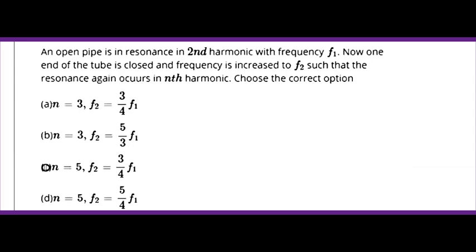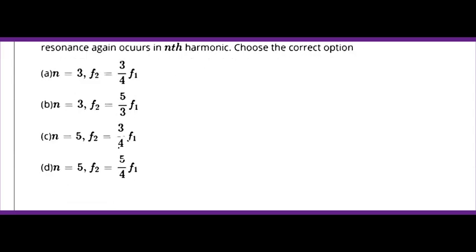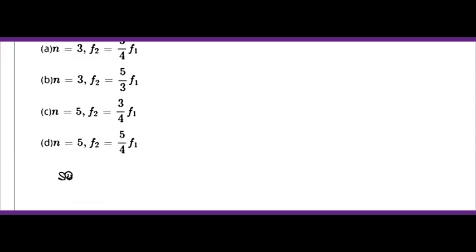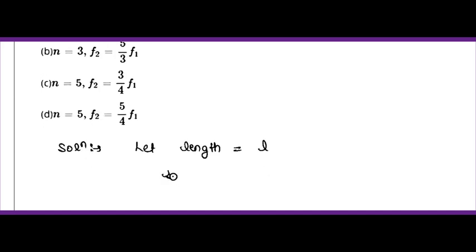Choose the correct option. A, B, C, D options are given here, so we have to find which option is correct. So the solution of this question is: let the length of the pipe be L. The length is L here, and the speed of sound in air is v.